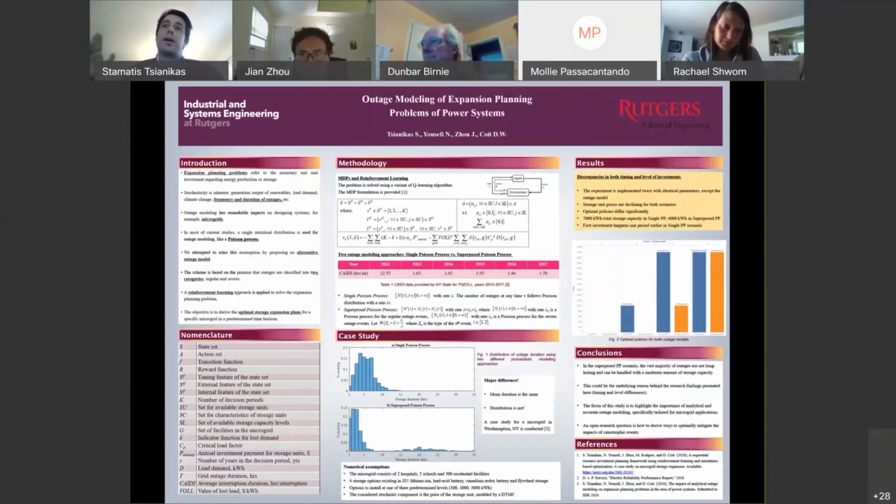And we should specifically model and take steps towards addressing these catastrophic event outages. So the focus of this study was to highlight the importance of analytical and proper outage modeling, specifically tailored for microgrid applications. And the open research question is to further study how to deal with and handle these catastrophic events. Thank you very much for your attention.